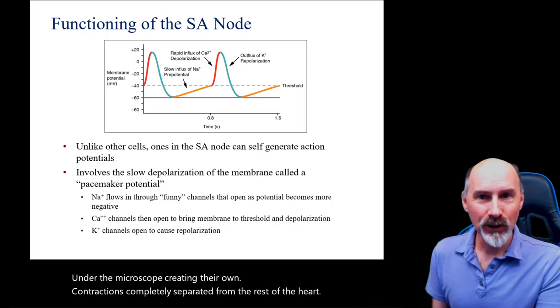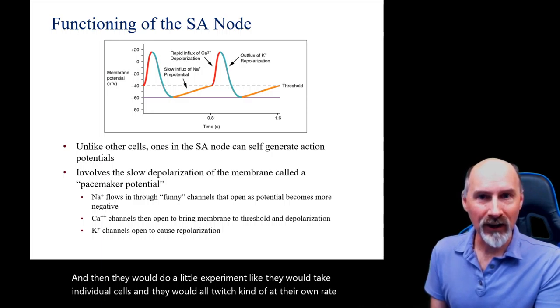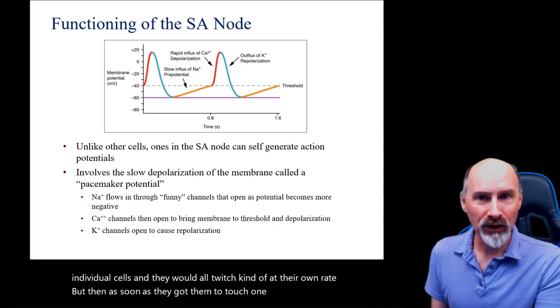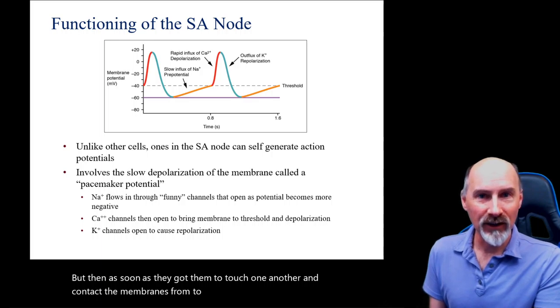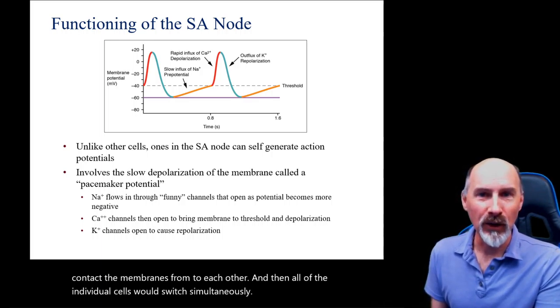Yeah. And then they would do little experiments, like they would take individual cells and they would all twitch kind of at their own rate. But then as soon as they got them to touch one another and contact the membranes to each other, then all of the individual cells would twitch simultaneously. So it's really kind of cool.